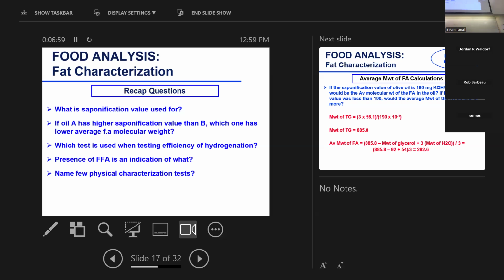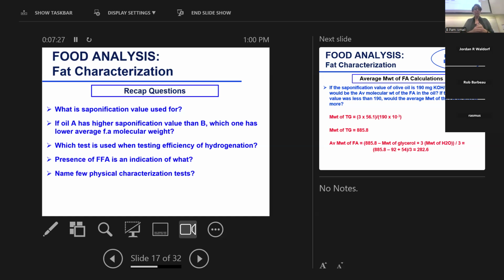It indicates hydrolytic rancidity. And hydrolytic rancidity could be due to lipase enzyme activity, or an example is frying oil. You put your potato, high moisture, high temperature, you break triglycerides into fatty acid. Okay, so it tells you a lot of different things. It depends on what you're looking for.